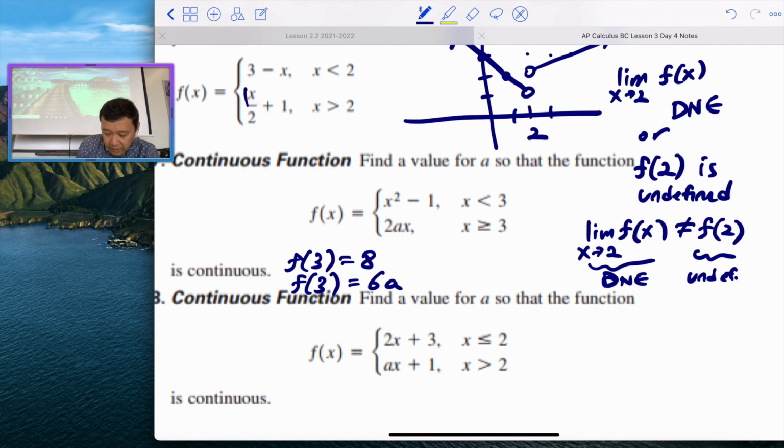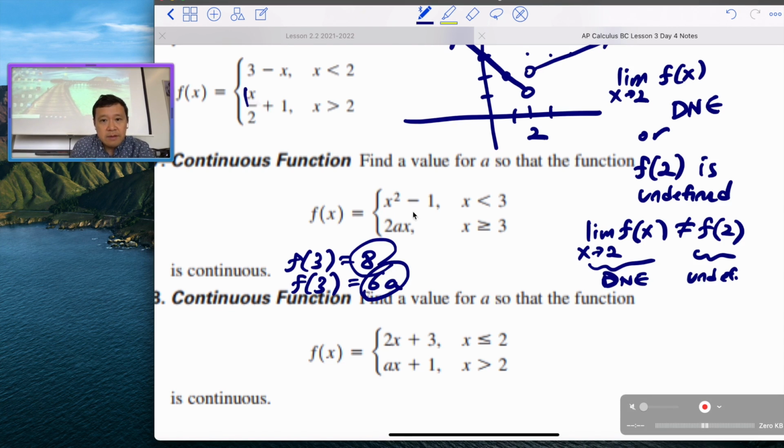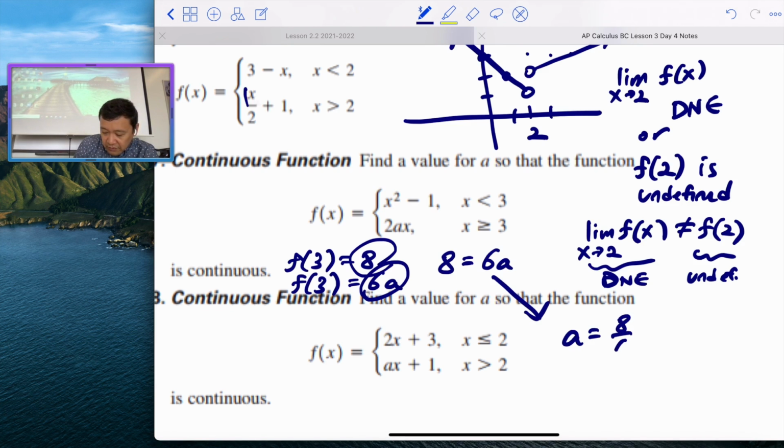Now, as long as these two numbers are matching, then the left side of the piecewise function will connect to the right side of the piecewise function, and we have a closed circle anyway on the right-hand side. So then this function will be continuous at that point. So now we just have to match 8 with 6a and solve for a. Your a value would be 8 over 6, which is equal to 4 over 3.